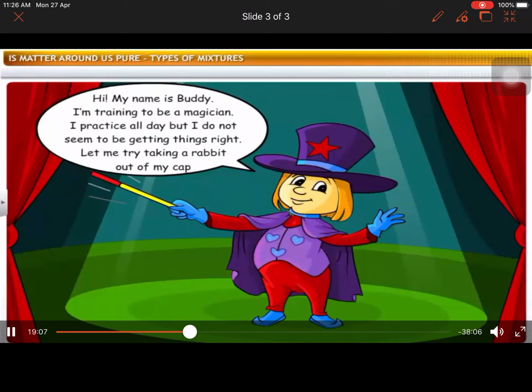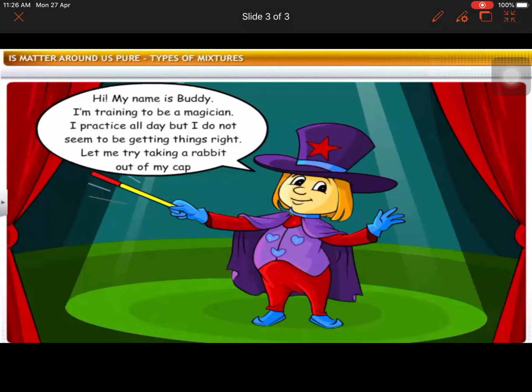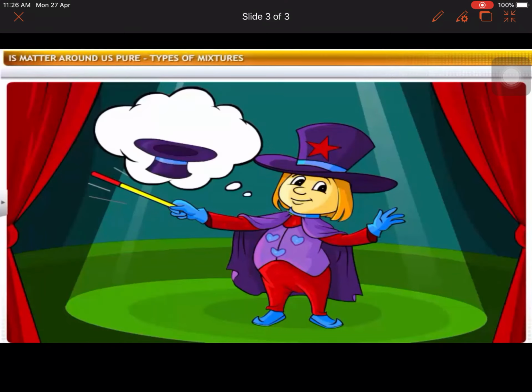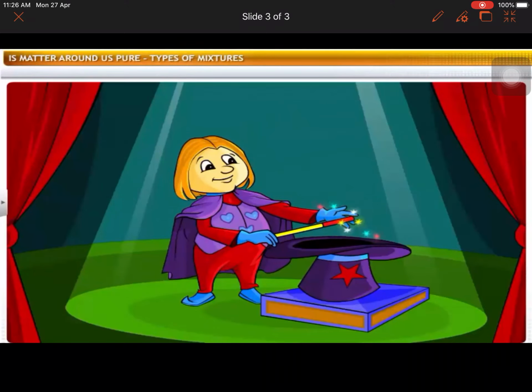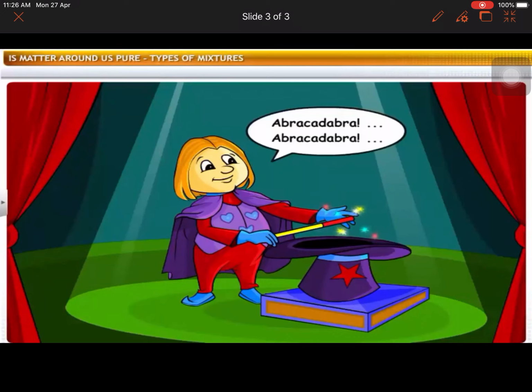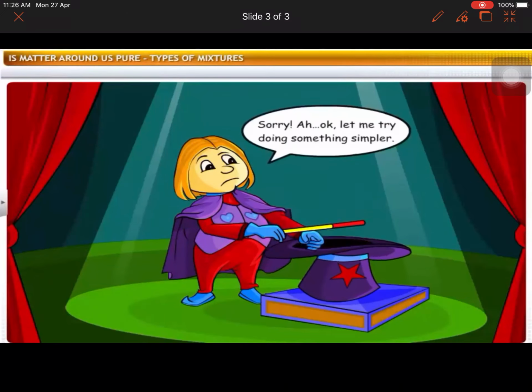I'm training to be a magician. I practice all day, but I do not seem to be getting things right. Let me try taking a rabbit out of my cap. Abracadabra. Sorry. Okay. Let me try doing something simpler.